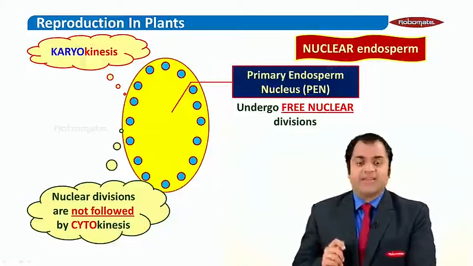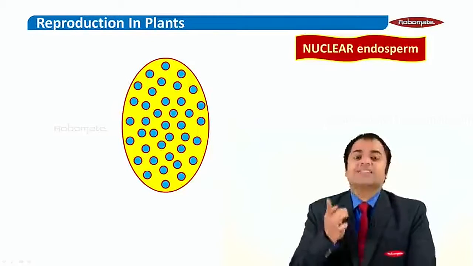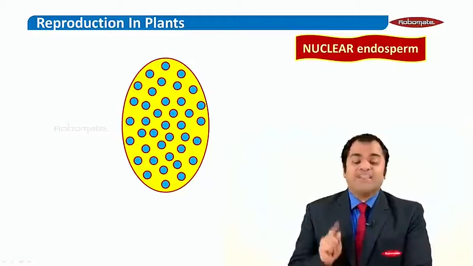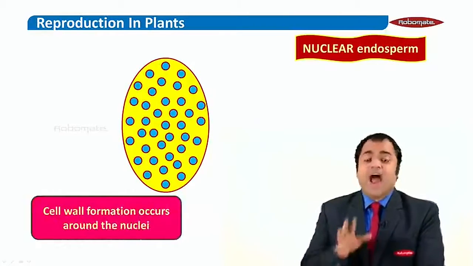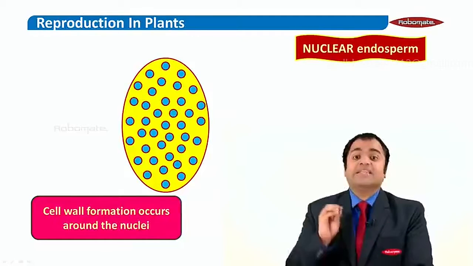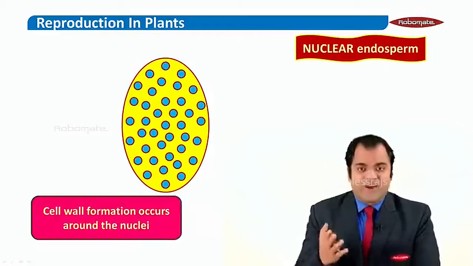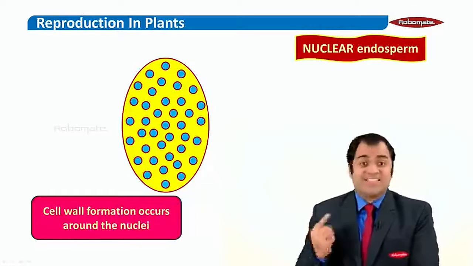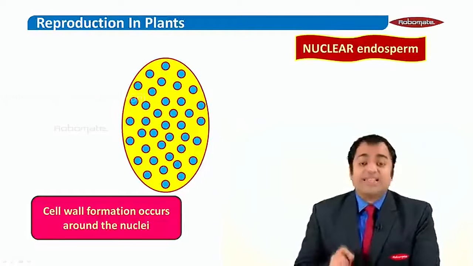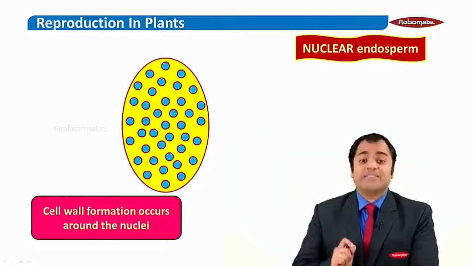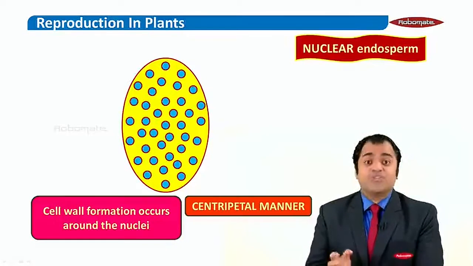But we are not done yet. After all the nuclei have divided, cytokinesis will follow, or cell wall formation will take place. So after all the nuclei have divided, the cell wall formation will occur around the nuclei, because till the cell wall is formed, the cell won't be complete. And you should also notice that the cell wall formation will take place in a centripetal manner, which means from out to in.